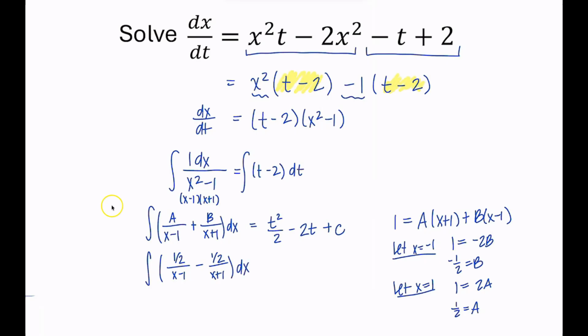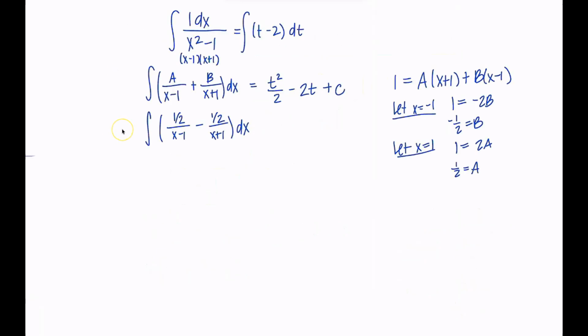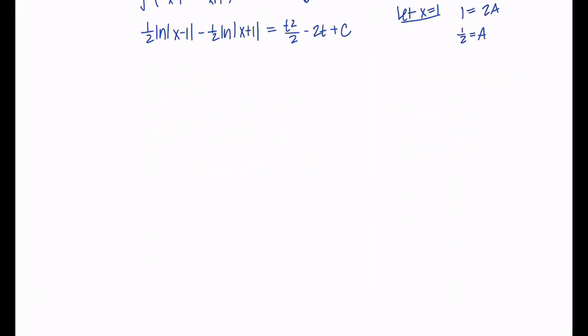Let's make a little bit of space. All right, so now we have 1/2 natural log absolute value of x minus 1 minus 1/2 natural log absolute value of x plus 1. And then that's equal to, let's go ahead and bring this down, t squared over 2 minus 2t plus c. Now I've made some space because I do want to go ahead and simplify further and try to write x as a function of just t.